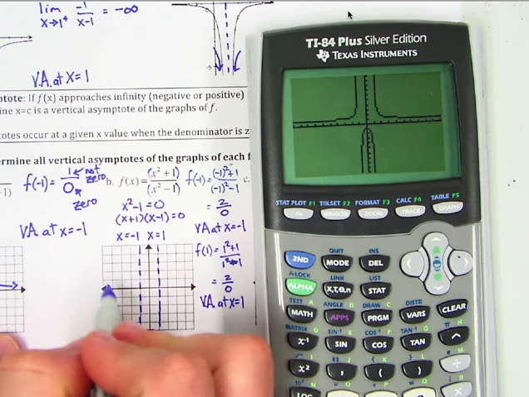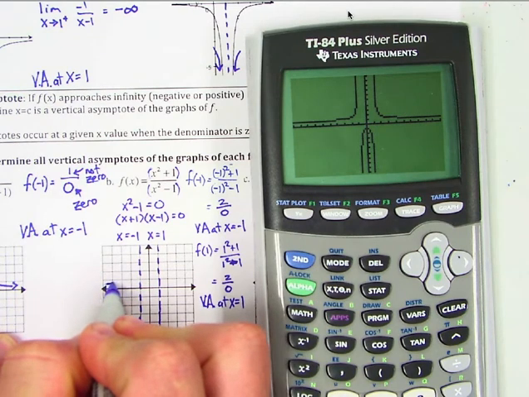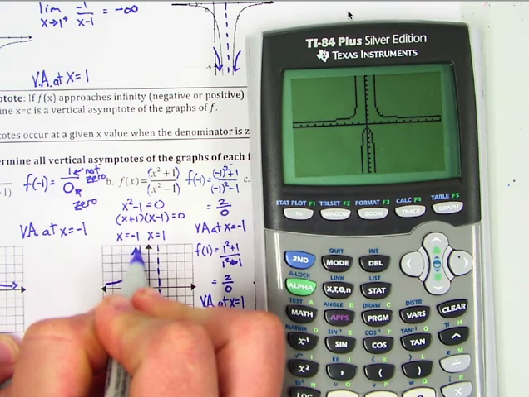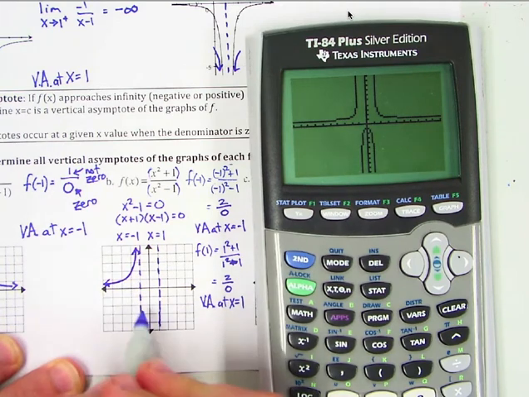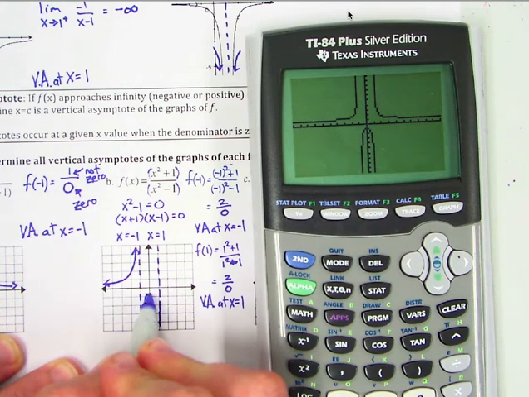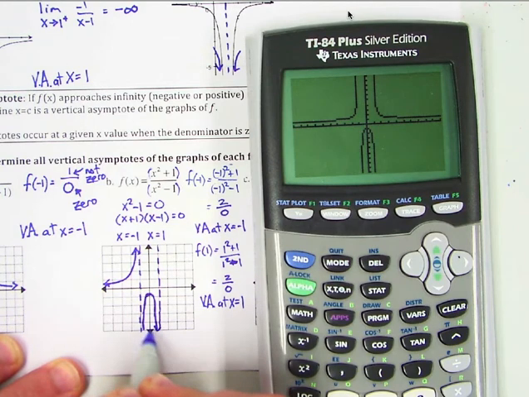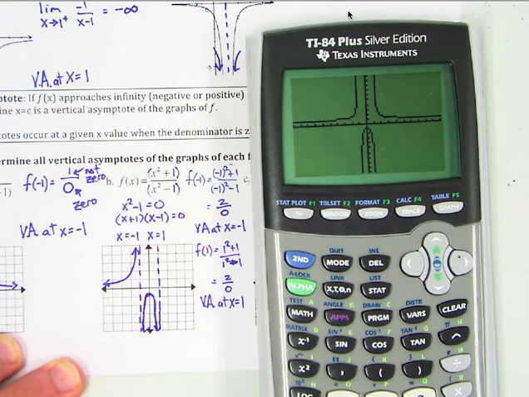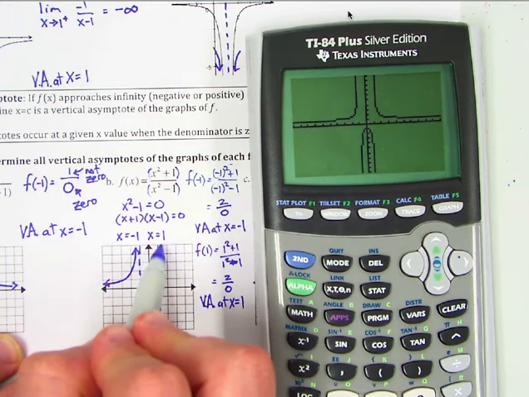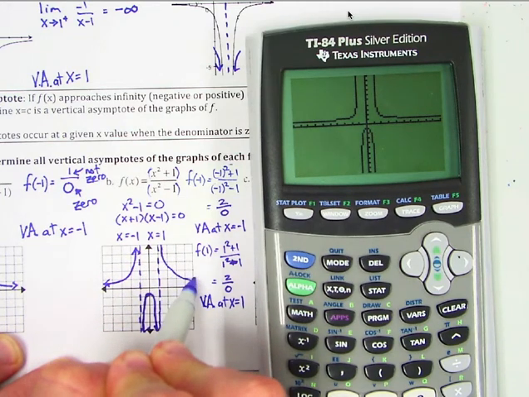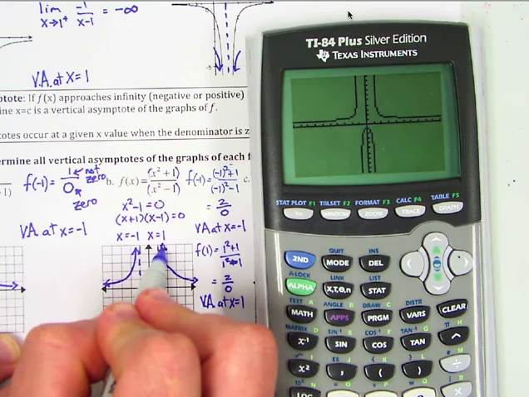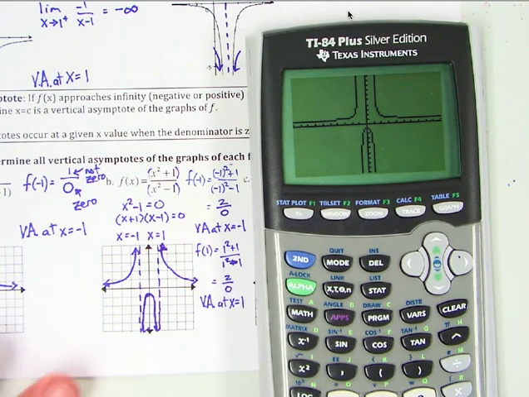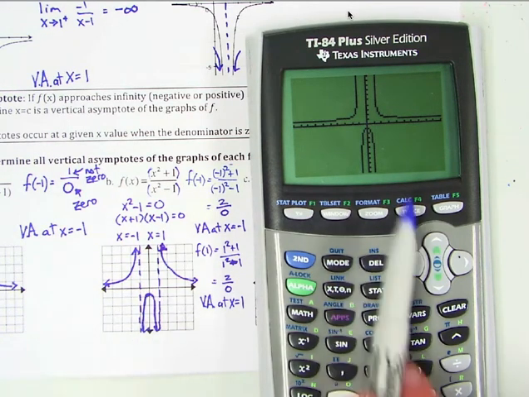Okay, so you can see as we approach negative 1 from the left, we go up to infinity. As we approach negative 1 from the right, it goes to negative infinity. And then 1, as we approach from the left, also goes to negative infinity. And then 1 from the right goes to infinity. So we get a graph something like this.